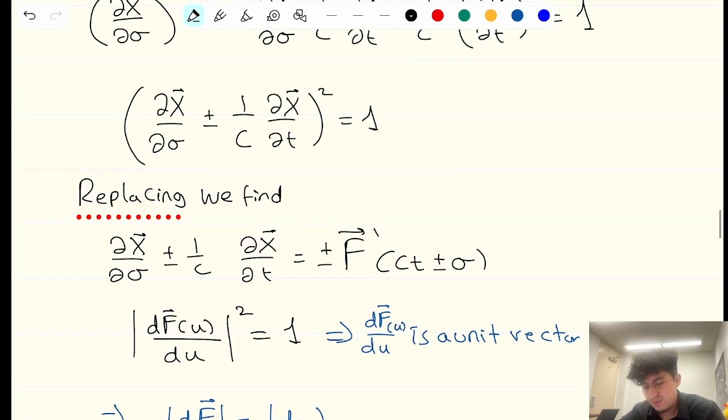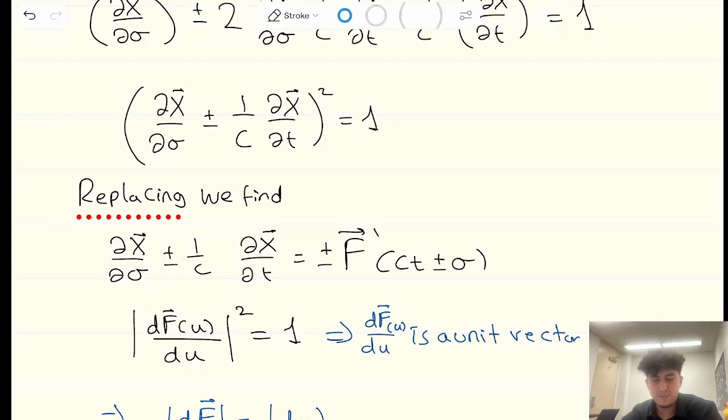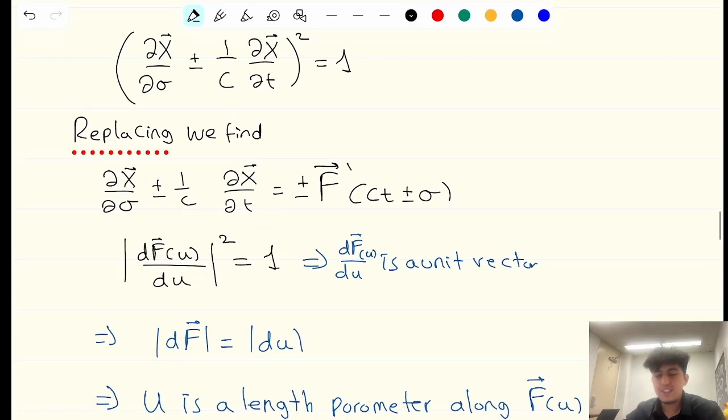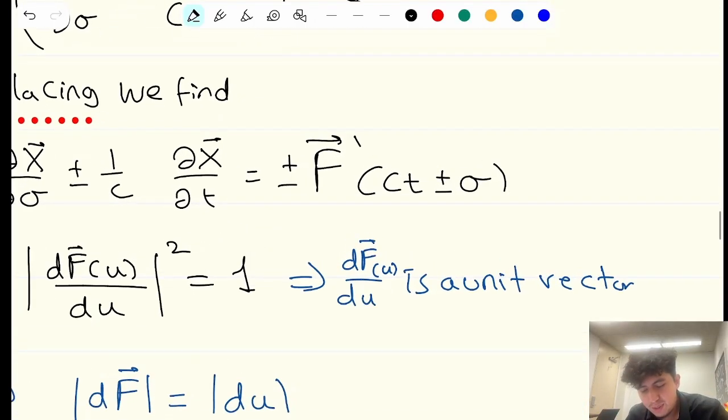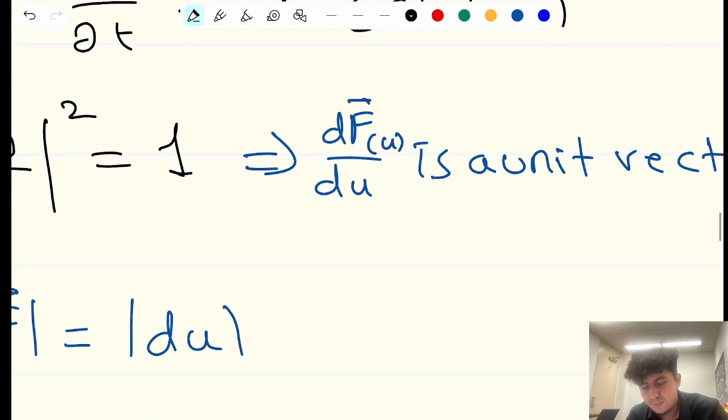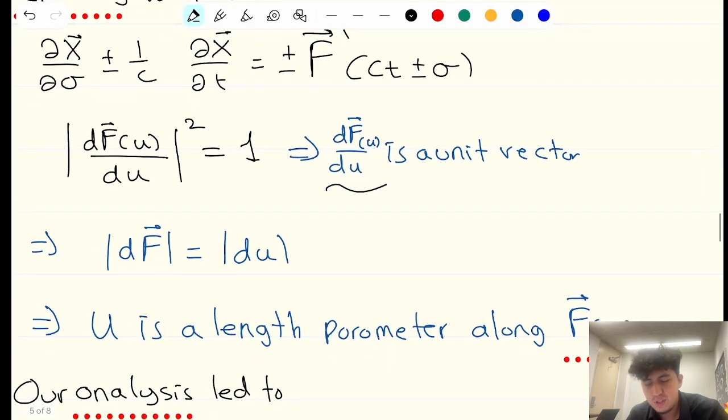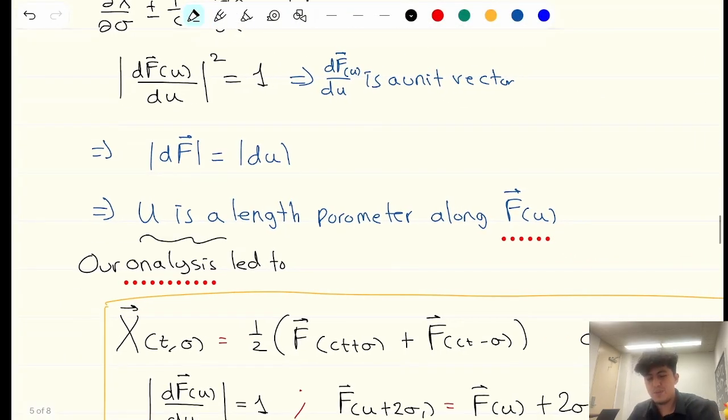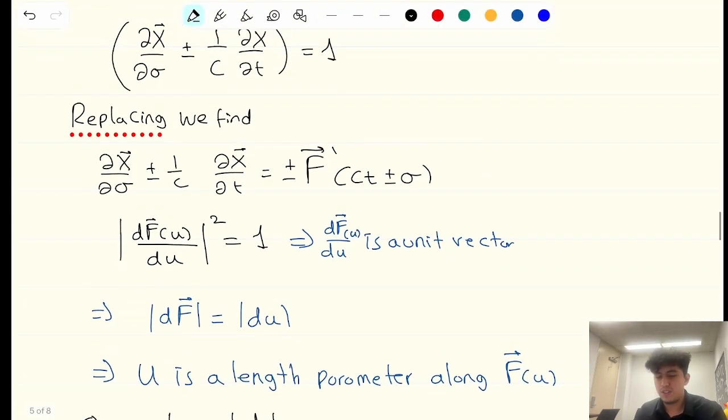If you calculate these two quantities, you do this partial and you do this partial, this is going to give you the space derivative with respect to the functional. And this is telling us that the derivative with respect to this u parameter is going to be a unit vector. So essentially, u is just a length parameter along f, which is our functional form.